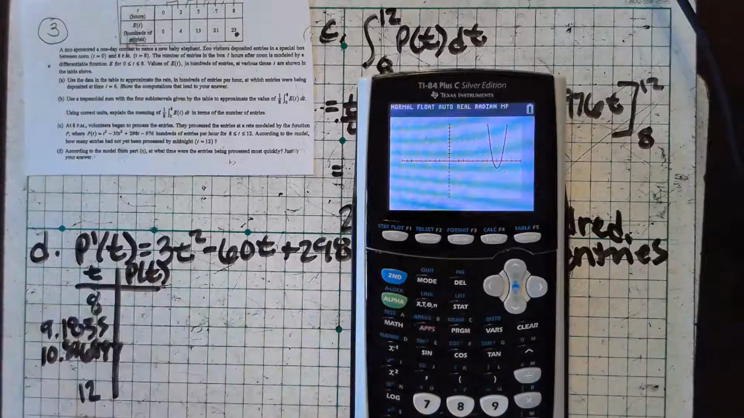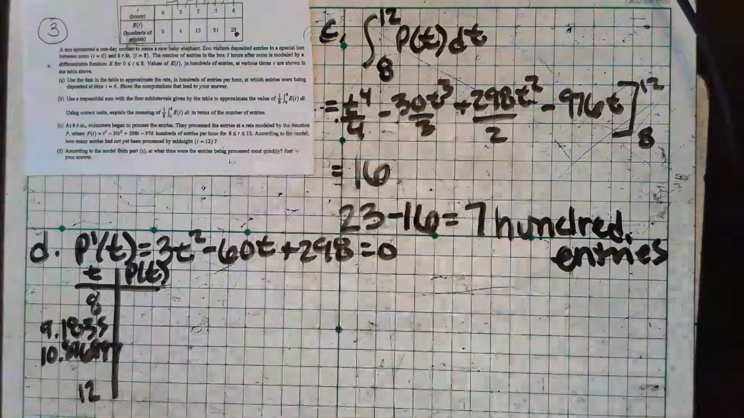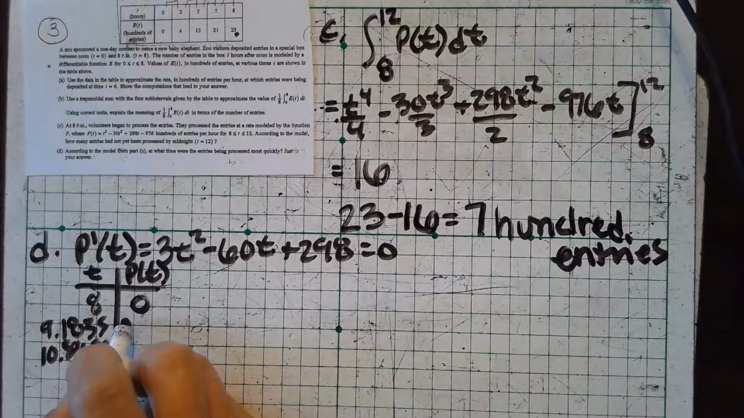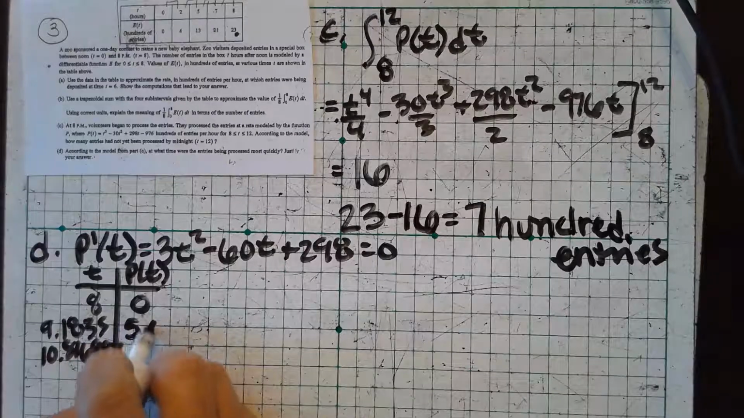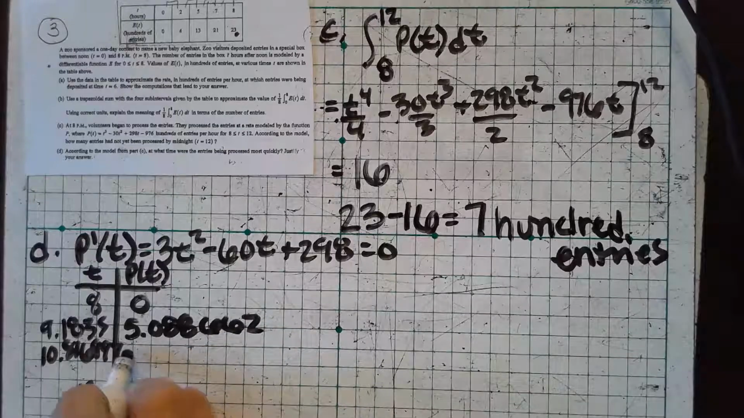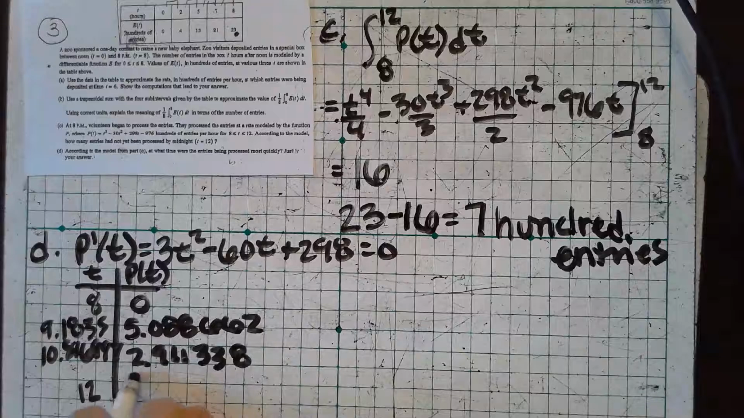All right, what you want to do is actually find the rate. So these are the t values. We want to plug it back into p of t. When I plug in 8, I get 0. When I plug in this 9 point whatever, I get 5.088662. And then when I plug in 12, I get 8. Which one's the greatest? It's right here.